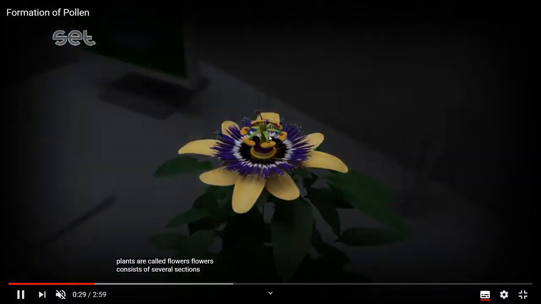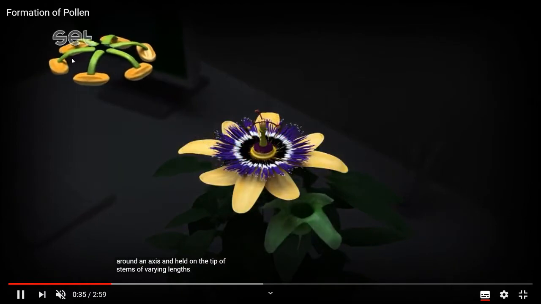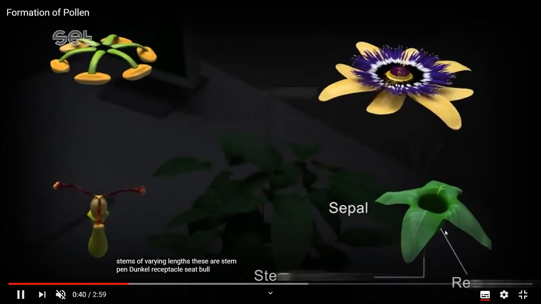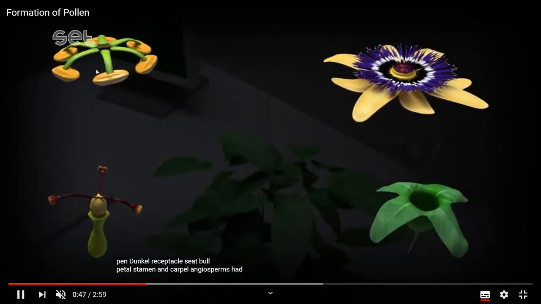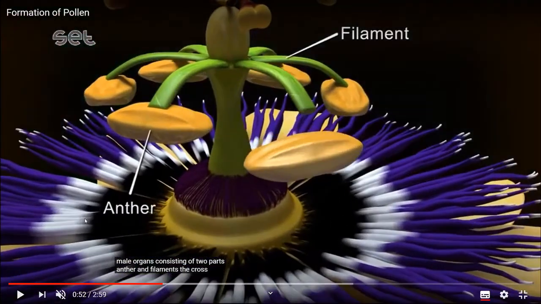Now, you know the different floral parts of the flower, right? Now see, these are the different parts of the flowers. This is stem, or that is called as peduncle. This is sepal, right? This is carpel, pollen grains. Now, see, we have talked about it. When you zoom in, this is the male reproductive part of the flower where you talk about this is the filament and this is anther. And this filament and anther, both of them are joined together by a tissue that is called as connective tissue.